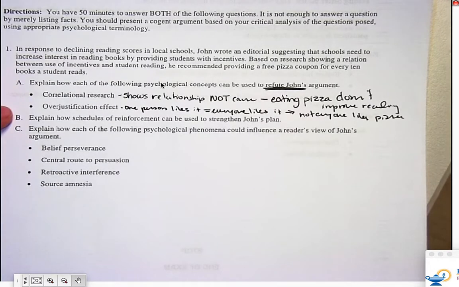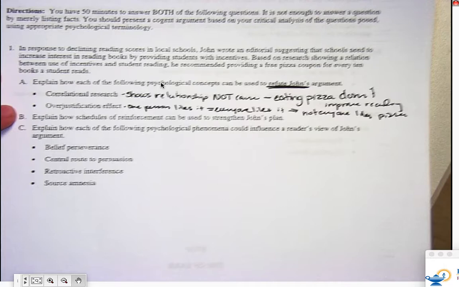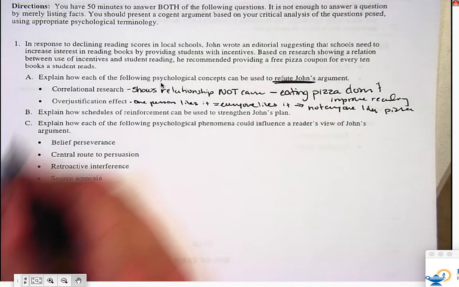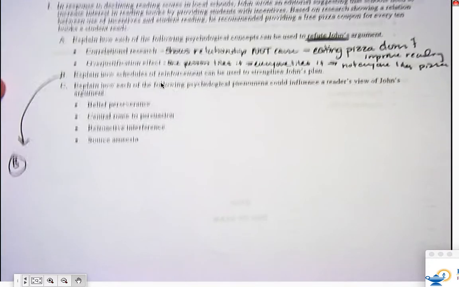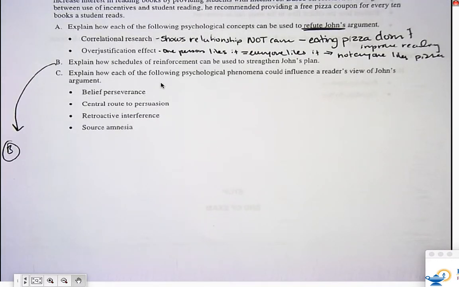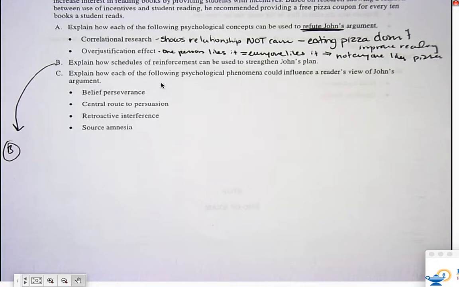So, B, explain how schedules of reinforcement can be used to strengthen John's plan. Now, please keep in mind that this one did not score that well in 2013 when it was written because people didn't answer this part correctly. So, in order to answer this part correctly, you have to state schedules of reinforcement. You have to actually say what the titles of the reinforcement charts are. What are some of the titles of reinforcement charts?